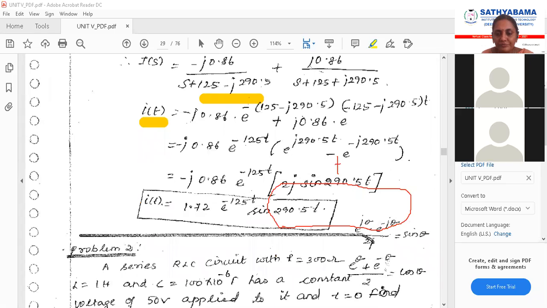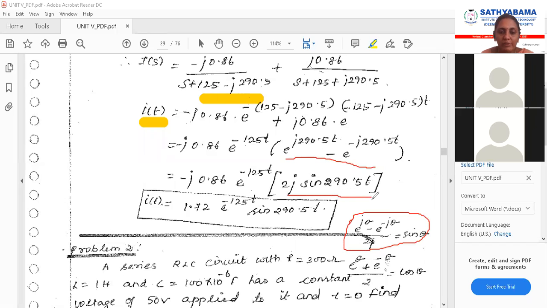Just check here, using this formula, e power j theta minus e power minus j theta by 2 is equal to sine theta. Okay, so this will be substituted here. So e power j theta minus e power minus j theta divided by 2. Okay, so this will be 2j sine 290.5. Okay, or simplifying this, I of t value will be 1.72 into e power minus 125t sine of 290.5t. Clear? So this is the final response of the current as per the problem.